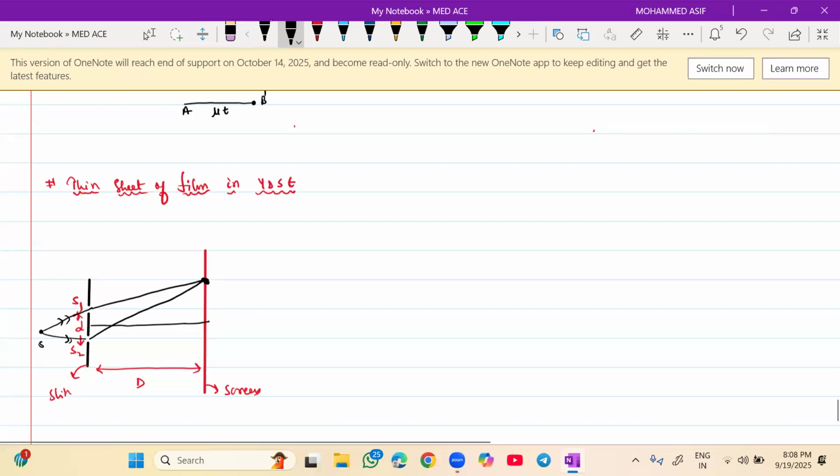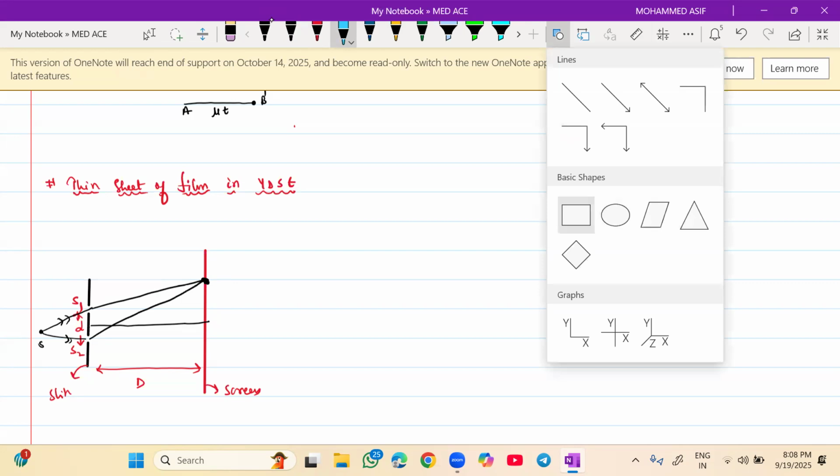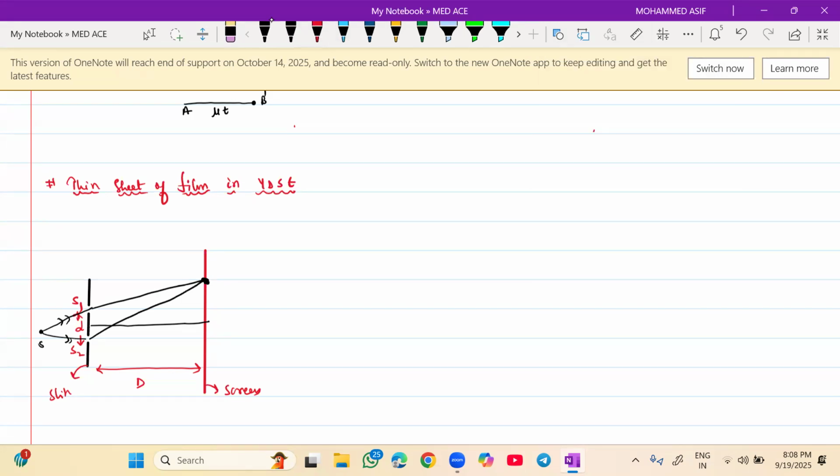Am I clear? What I'm doing is keeping a thin sheet of mica. Like when you see a 3D movie, you keep the specs in front of it, something like this. This is a small thin sheet which I'm keeping in front of this one. So this is your thin sheet having refractive index mu and thickness equal to d. In that case, how do you calculate the position of your bright or minimum?